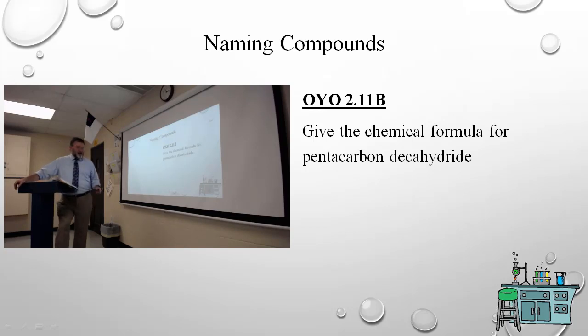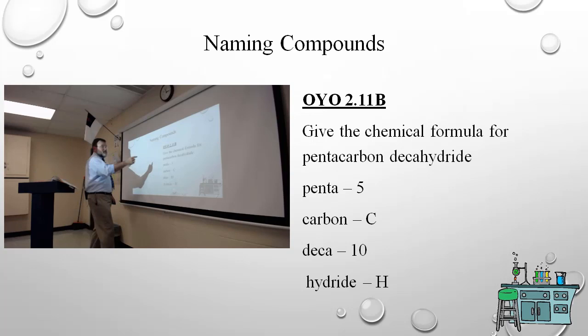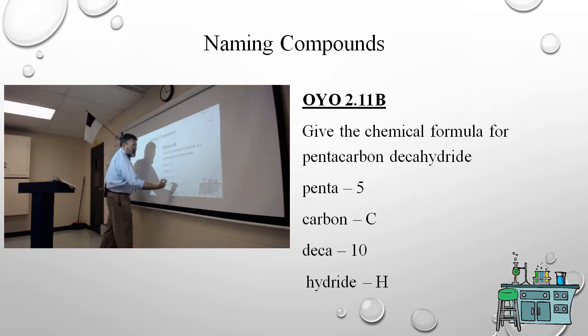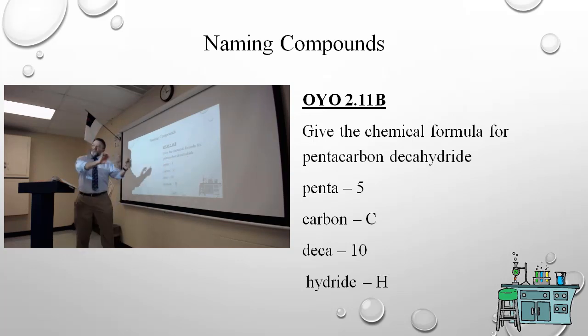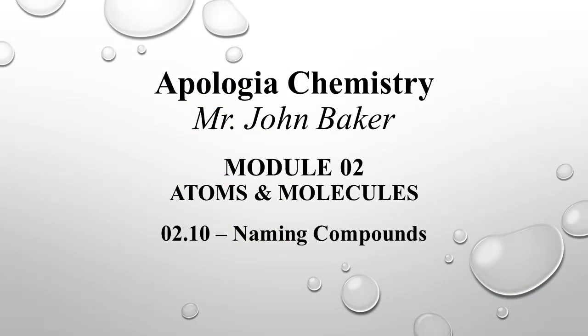Pentacarbon decahydride. So my first symbol is going to be, well, reading it from left to right, penta stands for 5. Carbon, the symbol is C. Deca stands for 10. And hydride is the ide name of hydrogen, whose symbol is H. So reading across from left to right, I should see 5C10H, but we write the prefixes as subscripts, which is why it comes across as C5H10. Pentacarbon decahydride.